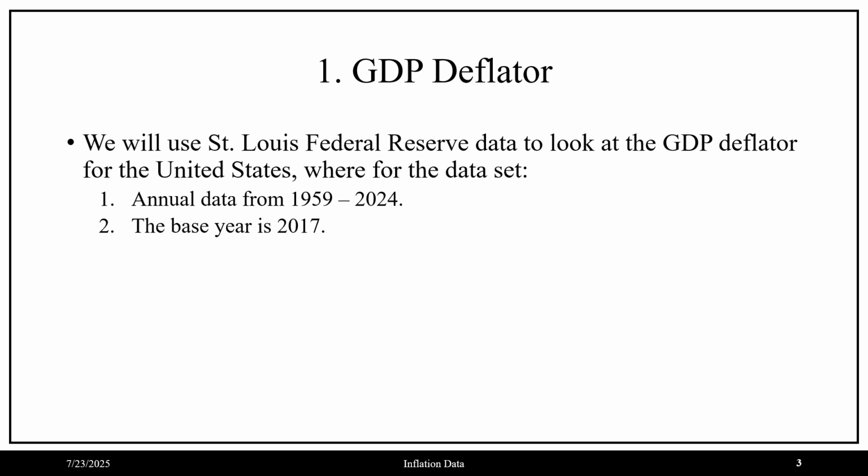To begin, we're going to look at St. Louis Federal Reserve data on the GDP deflator for the United States. Whereas before, the data set is going to be annual data from 1959 to 2024. And as before, our base year is going to be 2017, where for our GDP deflator, this means that in 2017, it's going to carry a value of 100.